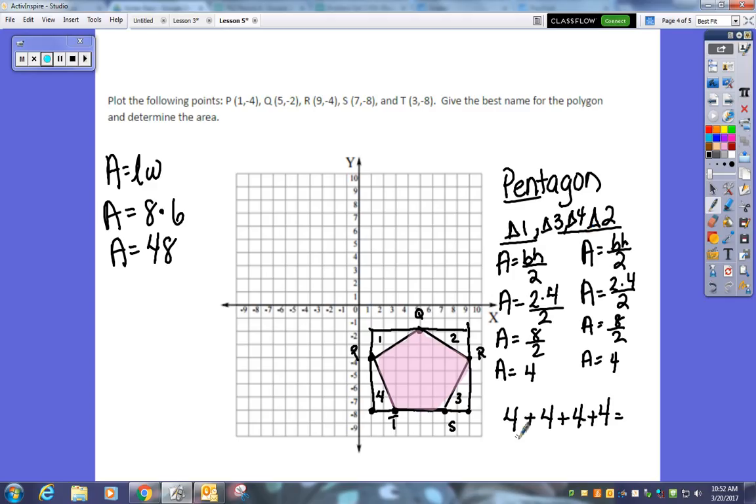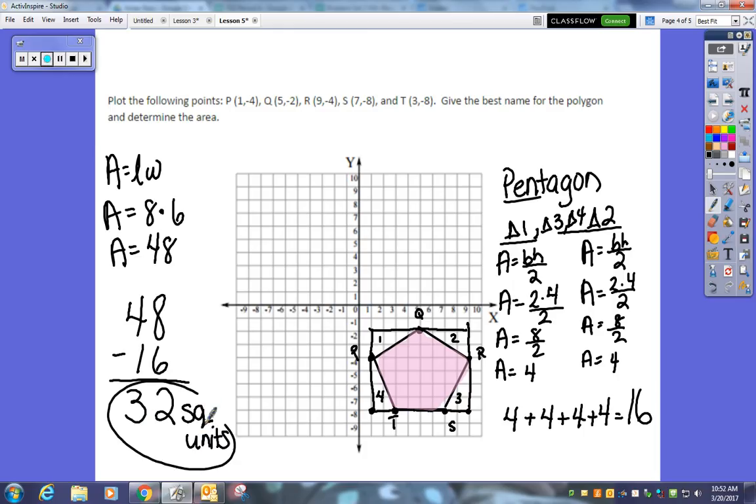So when I add 4 plus 4 plus 4 plus 4, I get a grand total for those 4 triangles surrounding the figure as 16. Since our rectangle's area was 48, I want to subtract out the surrounding triangles to get what's left over. So I would do 48 from the rectangle minus 16 from those outer triangles and get an area of 32 square units for our pentagon.